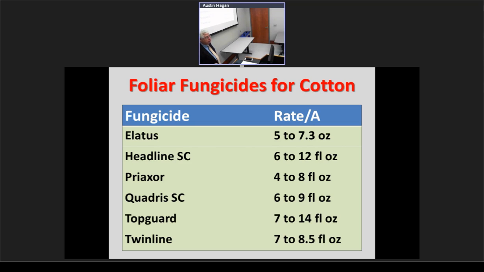And one of the things that's come out of a lot of the trials we've run is that there's really not much of a rate response with any of these fungicides. So usually if you screen a 4-ounce rate and an 8-ounce rate of Pyraxor, for example, you're really not going to see that much difference in the level of disease control or in yield response. The only time you might want to use a higher rate of these materials may be in situations where you make a single application rather than two.